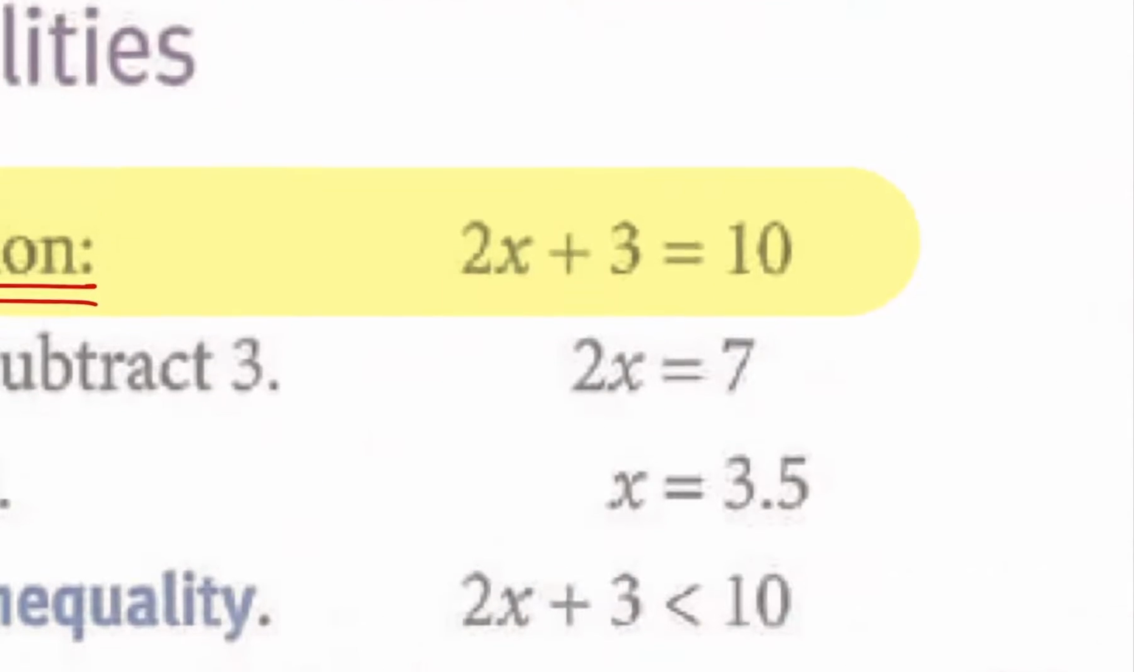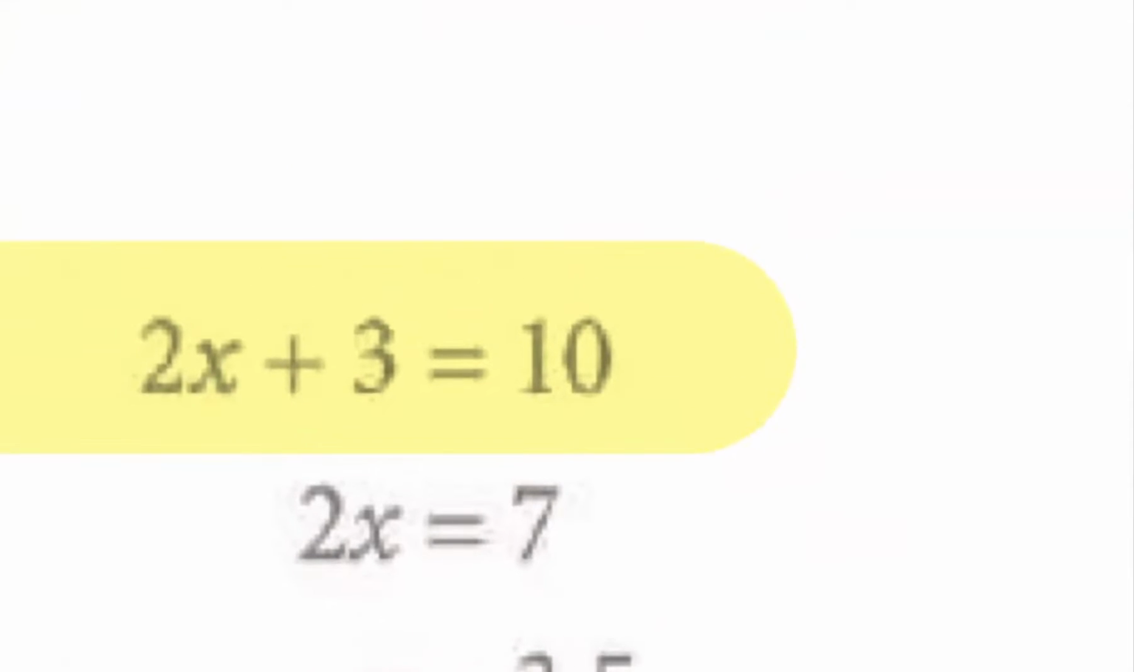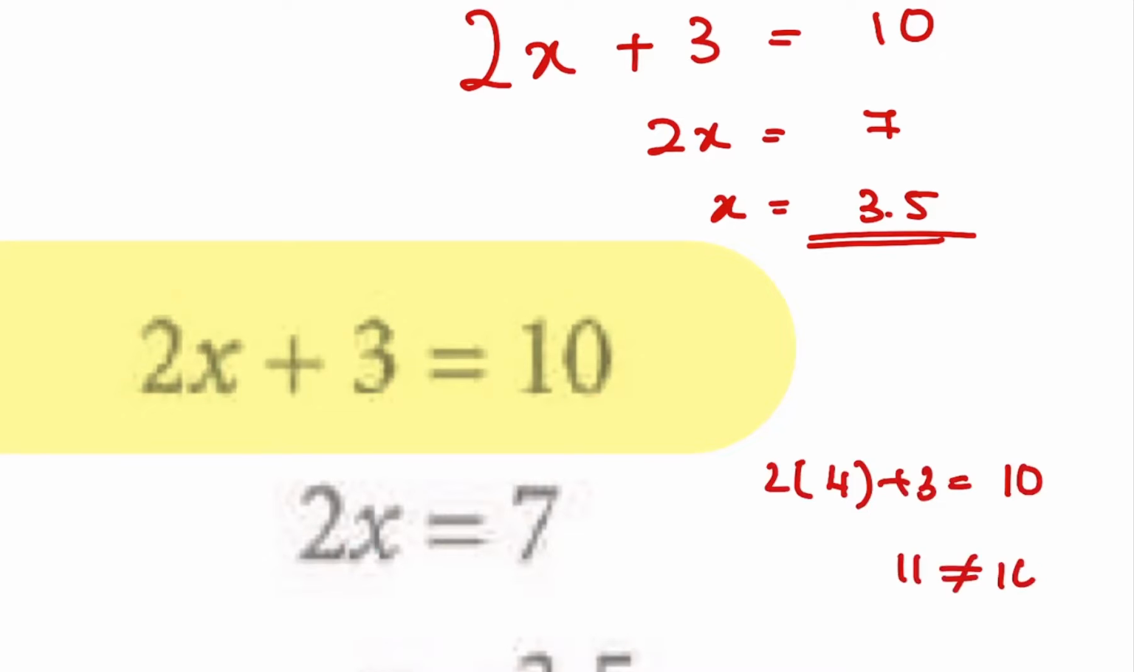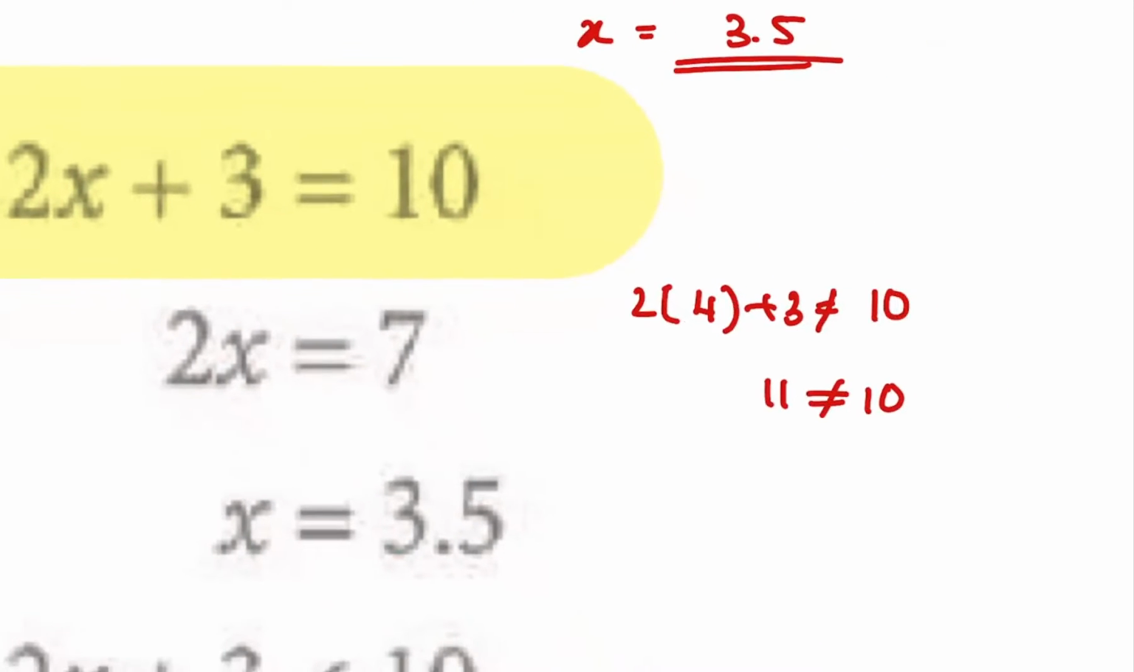For example, this one here, 2x plus 3 is equal to 10. We can find the value of x by rearranging the equation to get 2x equals 7, so x is 3.5. This is a definite value. If you put any other value inside, you'll be wrong. For example, if I say x is equal to 4, 4 times 2 plus 3 is not equal to 10, because 4 times 2 is 8, 8 plus 3 is 11, which is not equal to 10. So this is wrong.